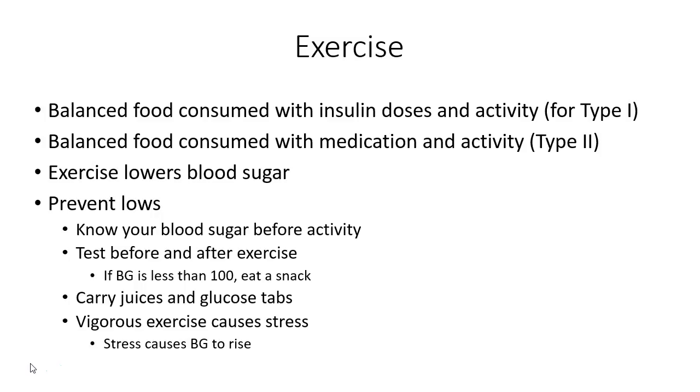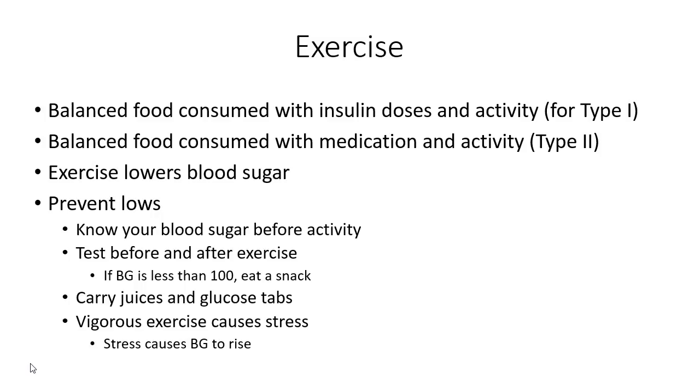So for exercise, balanced food consumed with insulin doses and activity for type 1 diabetics. You have balanced food consumed with medication and activity for type 2 diabetics. Exercise lowers blood sugar. So let's say you eat a piece of cake and you decide to go to the gym, by working out, you actually burn off that sugar. So you don't necessarily need the insulin. Now, it doesn't make you not a diabetic. It just means that your body is actually doing something different with that sugar that's in your blood. So exercise will actually help lower your blood sugar. It prevents lows.